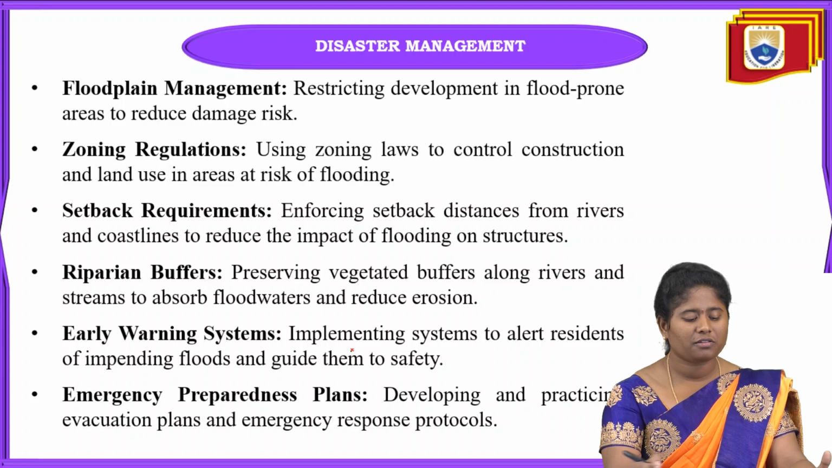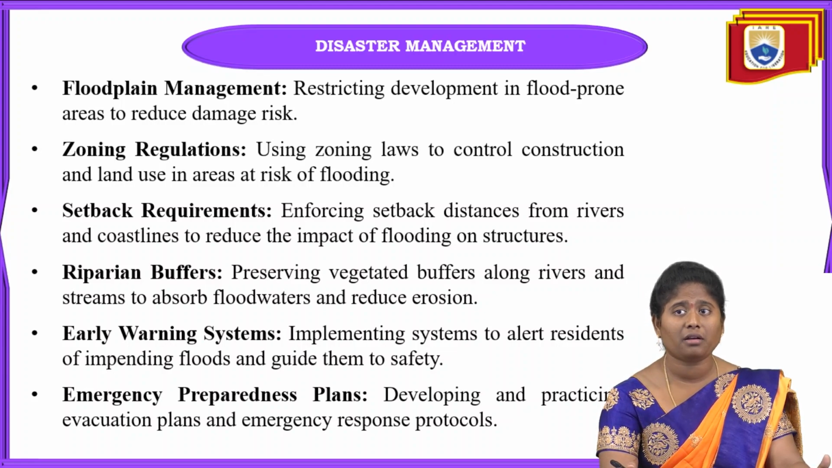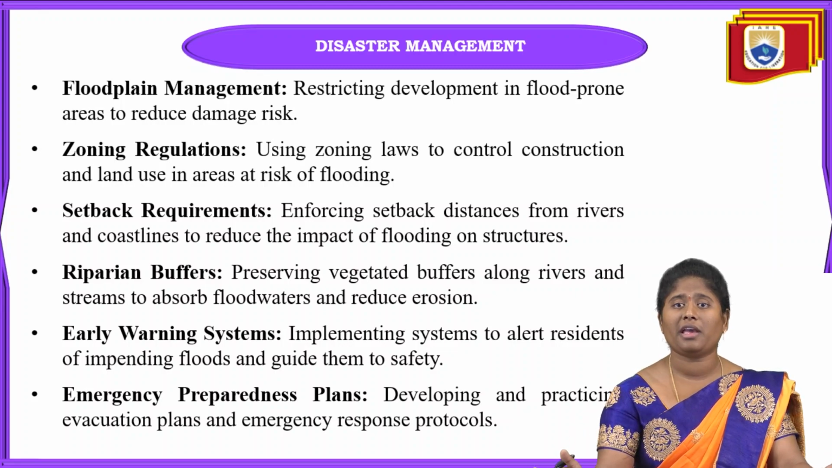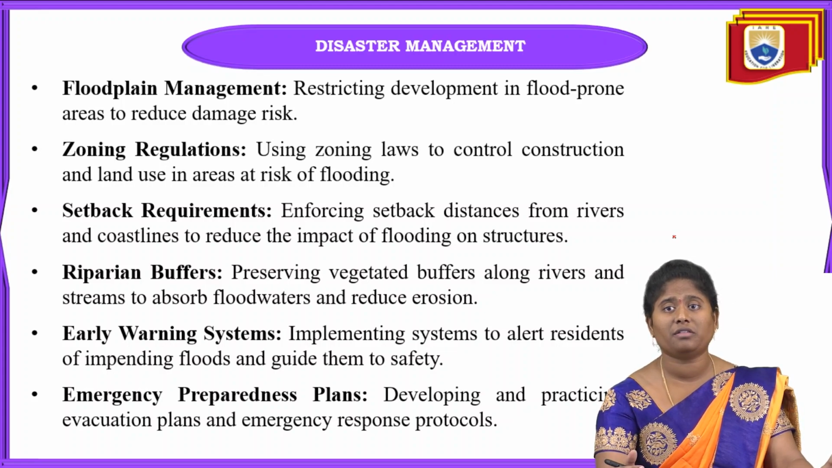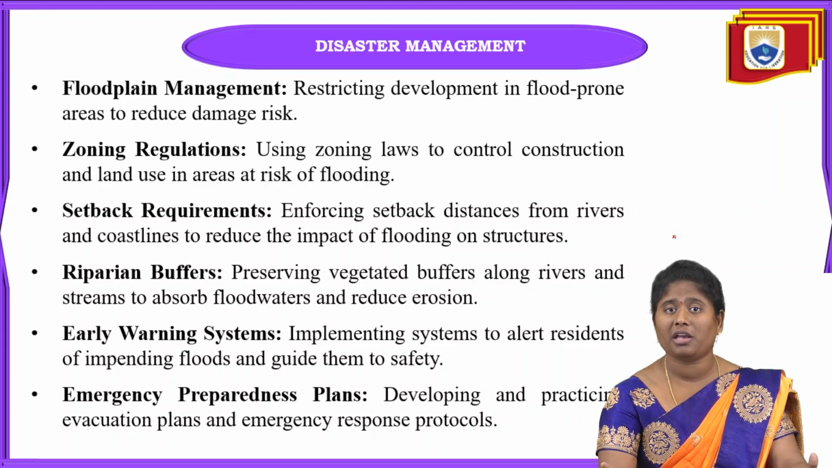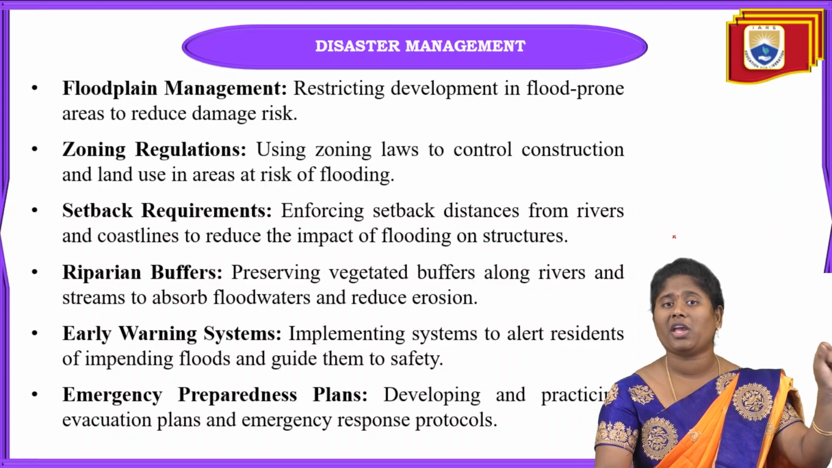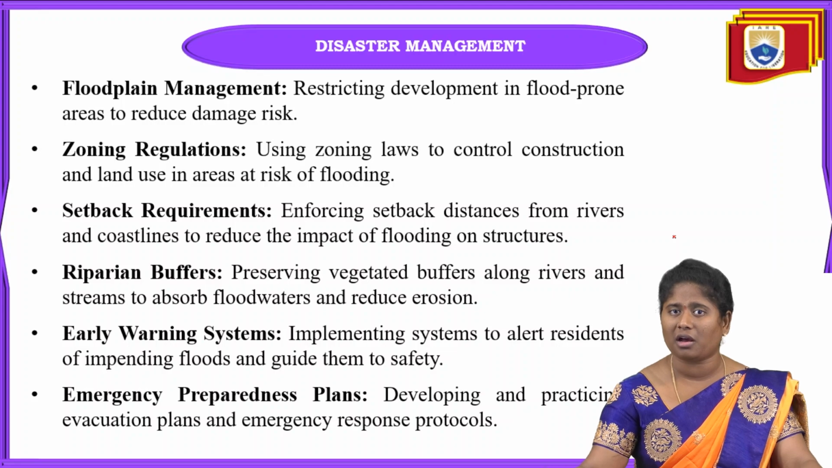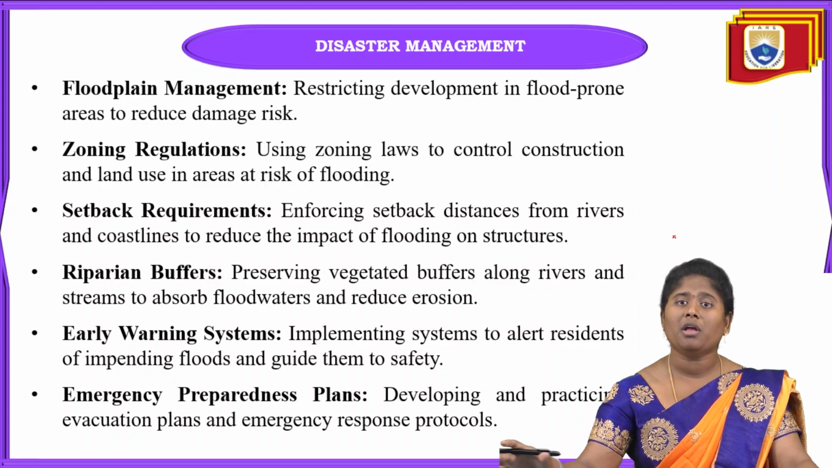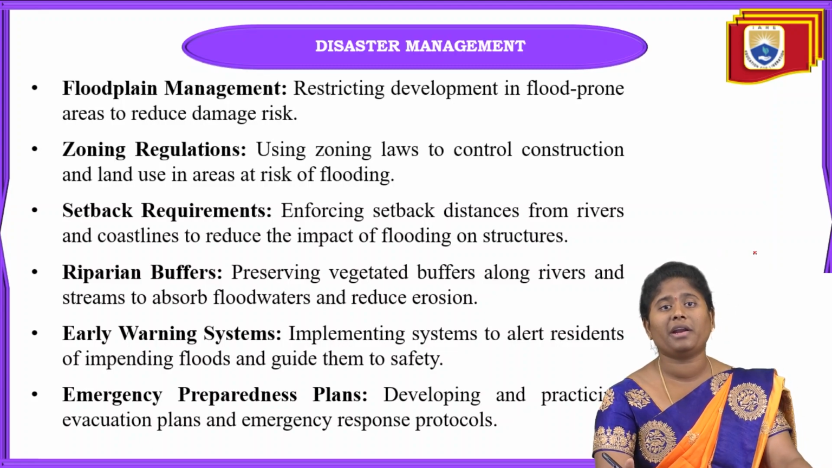Okay. And next one is early warning system, meaning we have to implement systems to alert the people of low-lying areas, to alert the residents of impending floods, and guide them to safe areas. So we have to warn them before the floods happen. When a flood starts in some area, before it reaches other areas, we have to warn them. We have to evacuate those people also.